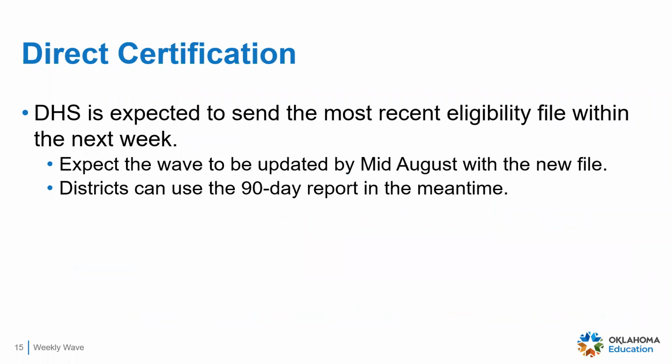So the next thing we want to talk about, and I've been getting calls on this already, is your direct certification reports. We haven't received those from DHS at this point and expect to get them within the next week. They should be updated mid-August with a new file, and districts can use right now the 90-day report in the meantime. So that should be available on the direct cert tab. So if you need to use a report at this point, use the 90-day report.